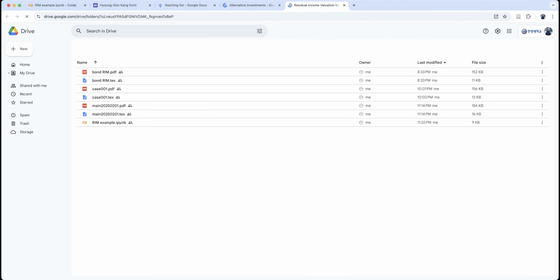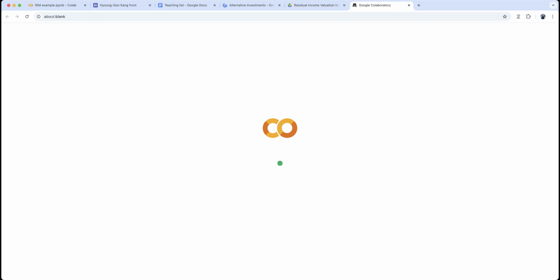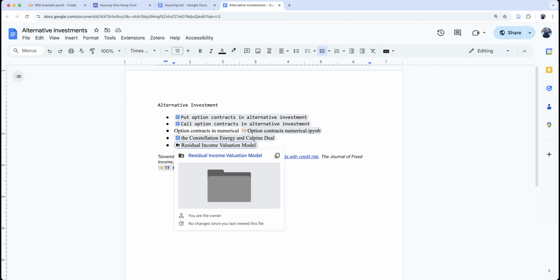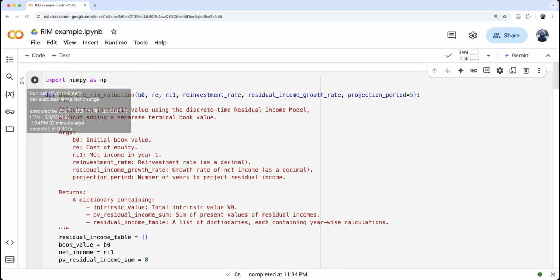And then we have this code, the RIM example. Okay, so this one. We want to implement the residual income valuation model with Python. First, we import numpy as np and then define a function, discrete RIM valuation, residual income valuation, discrete version.